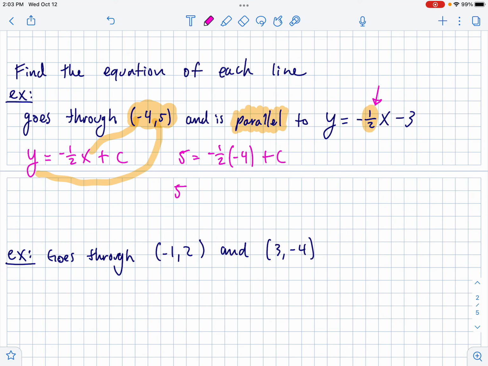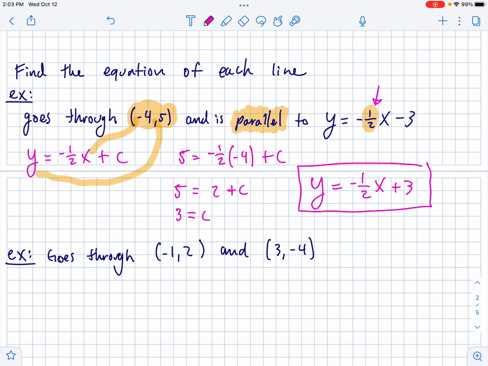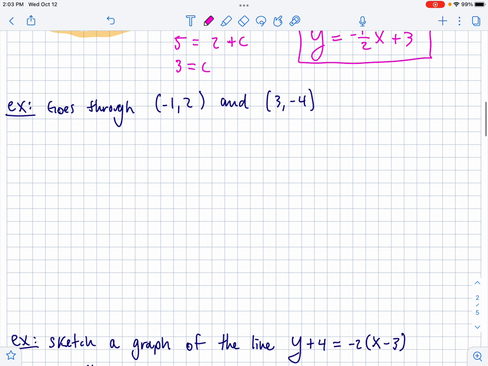Now we have to get the c by itself. Negative 1/2 times negative 4: a negative times a negative is a positive, 1/2 of 4 is 2, so we get 2 plus c. Subtract 2, we get c is equal to 3. So we get y equals negative 1/2 x plus 3. Okay.